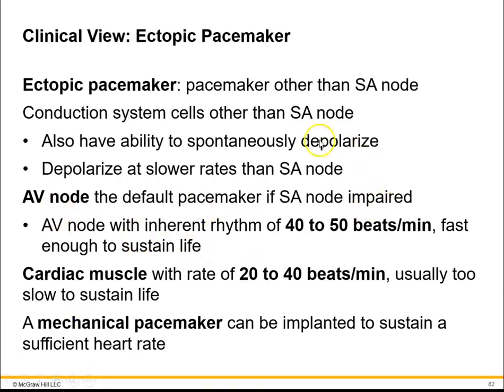Now, what happens if you lose function of the SA node and the AV node? Well, cardiac muscle in the ventricles can spontaneously depolarize. And this time only 20 to 40 beats per minute. Usually this is too slow to sustain life. So in patients who have an issue with their pacemaker, one option for treatment is a mechanical pacemaker. And this can be implanted, and it basically fires electrical impulses at a specified rate in order to stimulate the heart to contract.